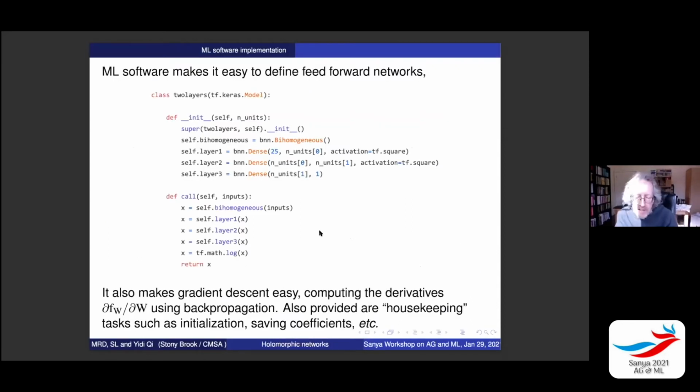And so we have an explicit code, which is on GitHub that you can play with, and it defines a variety of Kähler potential feed-forward networks of the sort that I described that produce Kähler potentials and can be trained.